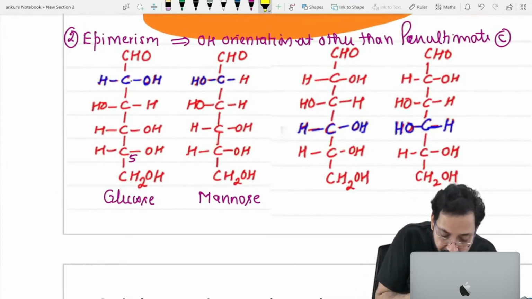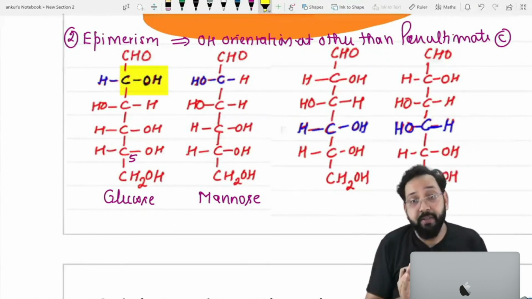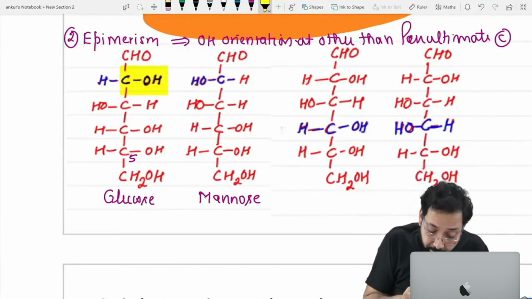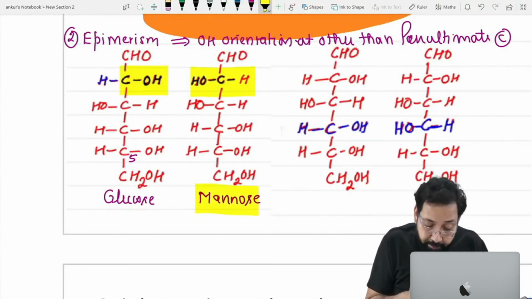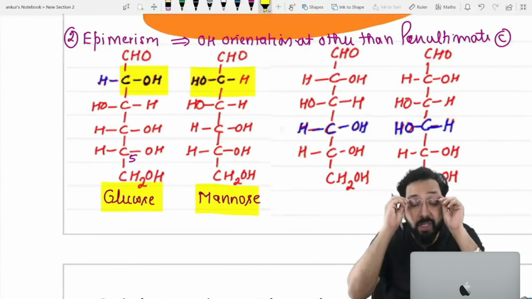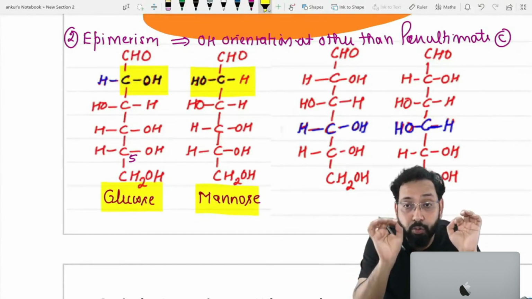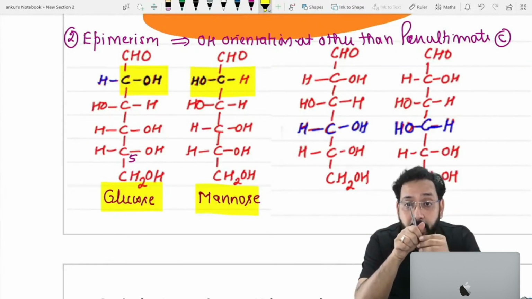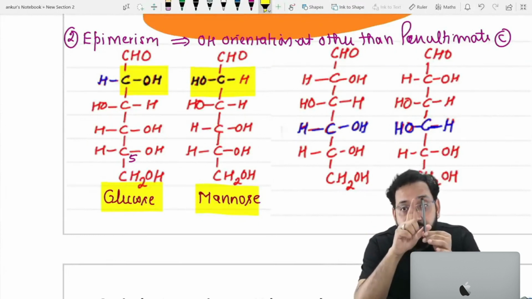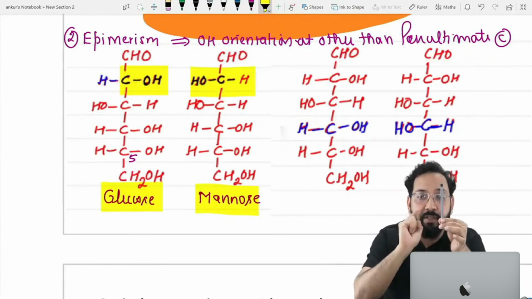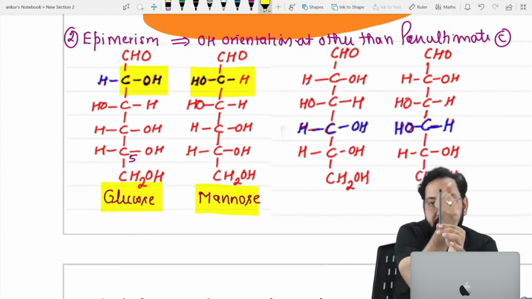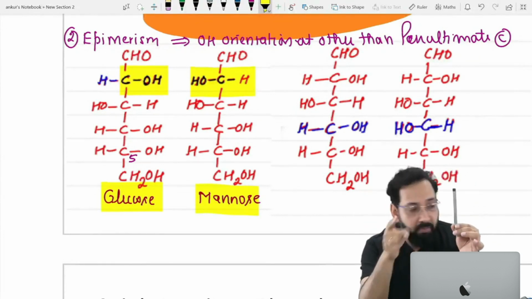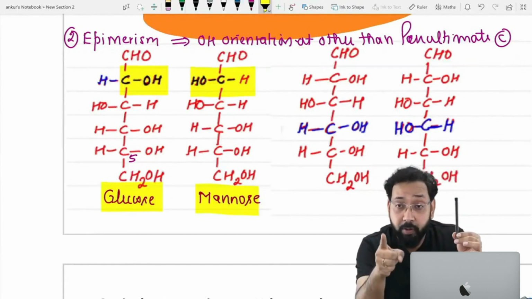In glucose at carbon number 2, OH is on the right side. In mannose at carbon number 2, OH is on the left side. So the only difference between glucose and mannose is OH orientation at carbon number 2. Suppose this is glucose having 6 carbon atoms, 1, 2, 3, 4, 5, 6. At carbon number 2, OH is on the right side. I hold this OH and rotate it to the left. It would become mannose.